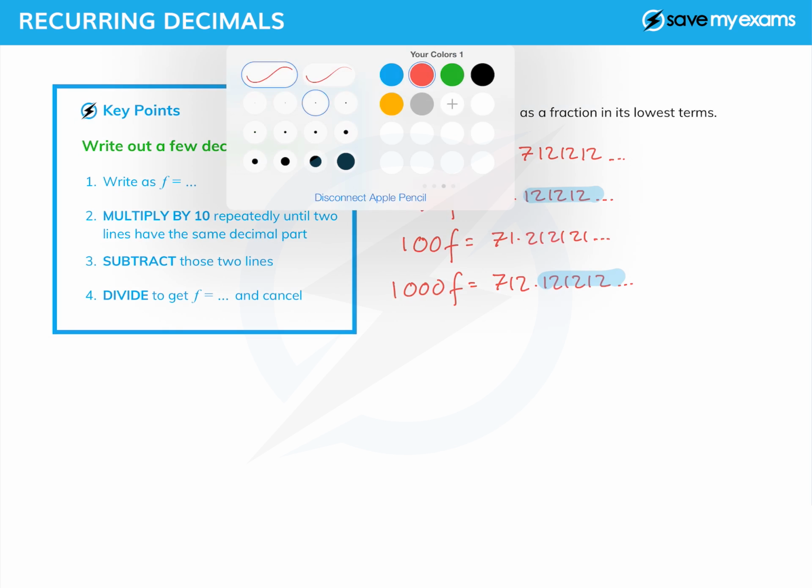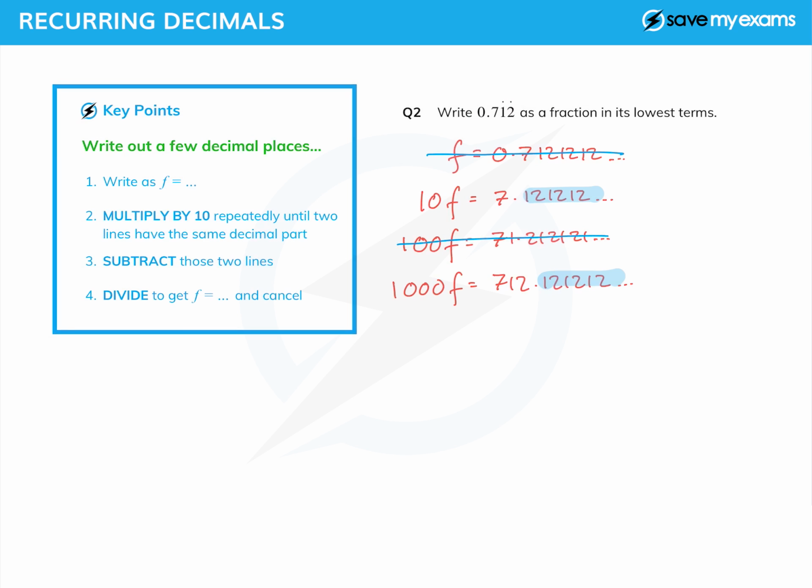Okay, so I'm going to do what I did before and cross out the lines I'm not going to use, just neatly so I can still see them. And now I subtract. And I subtract that way to keep things positive. And on the left-hand side, I get 1000 minus 10, which is 990f. And on the right-hand side, well, the decimal parts are going to cancel out, but I've still got 712 minus 7, which is 705. And if I divide, I get 990 on the bottom on both sides. On the right-hand side, they cancel, and I get f is equal to 705 over 990.